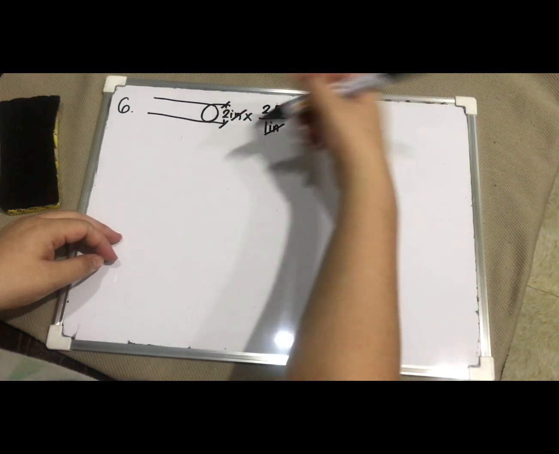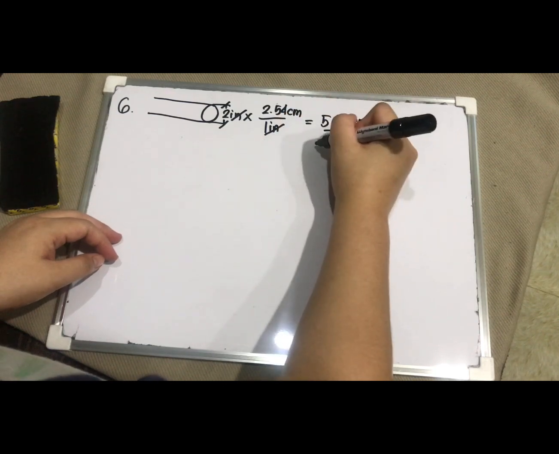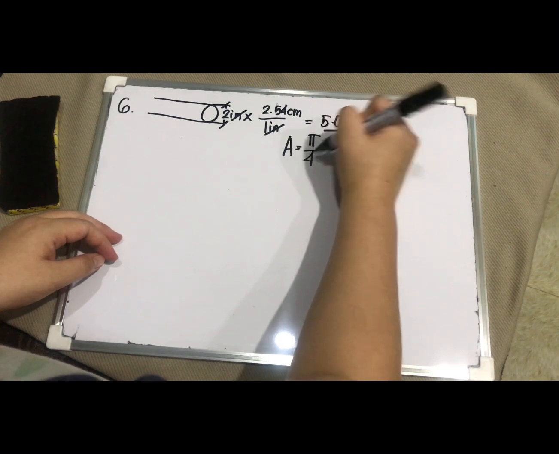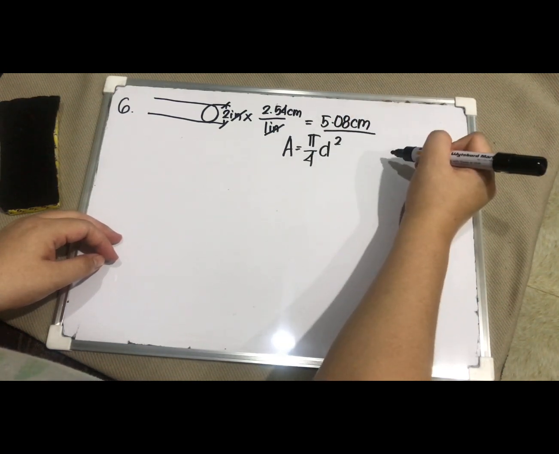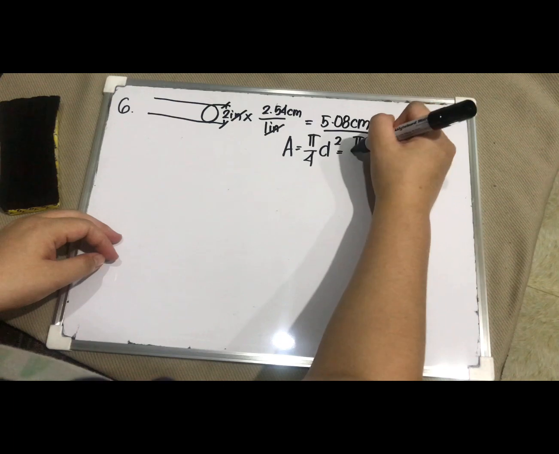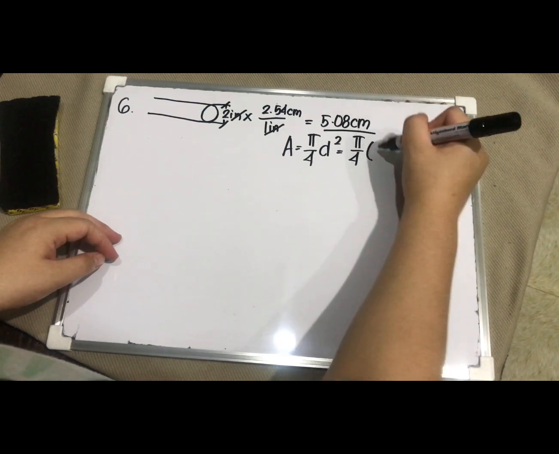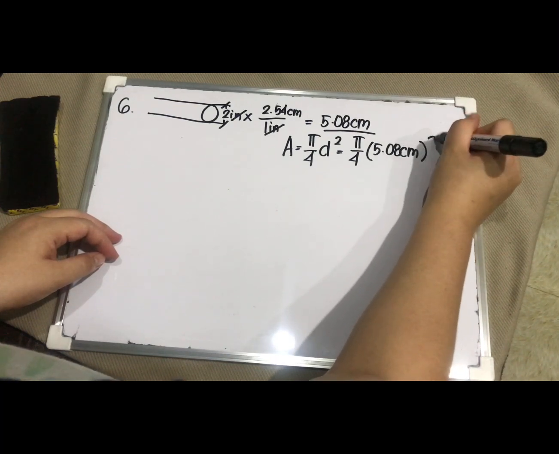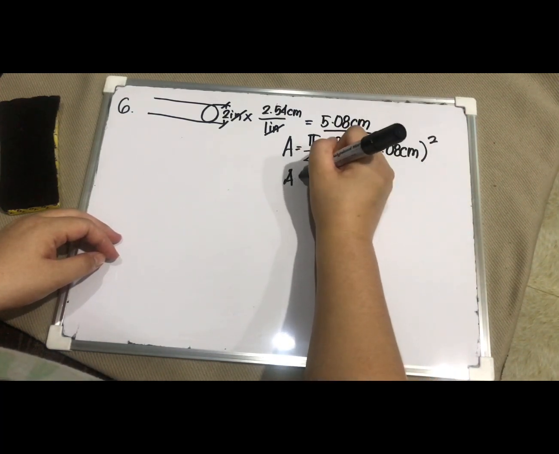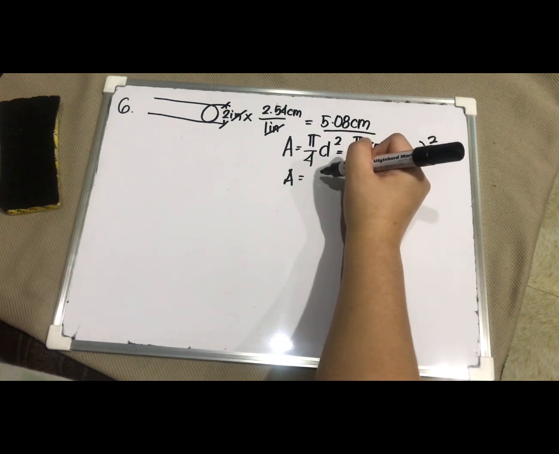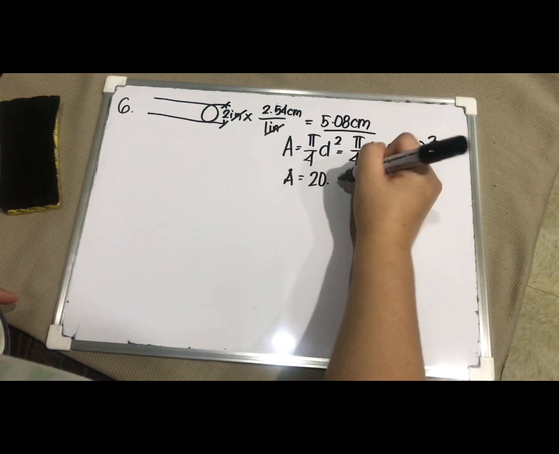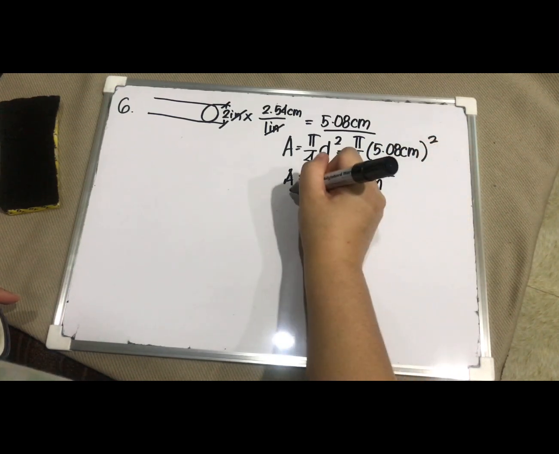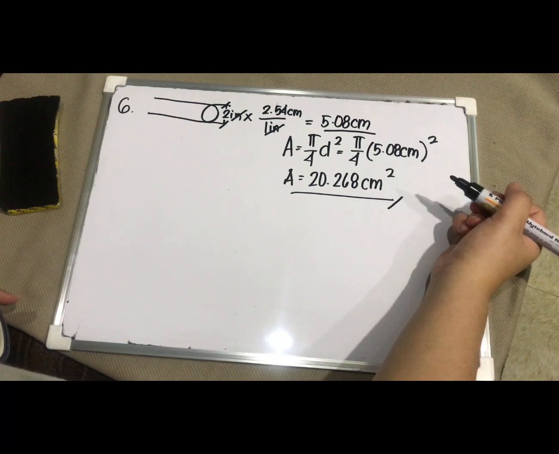Para makuha natin yung area niya, pi over 4 d squared. So, pi over 4 times natin dito, 5.08 cm squared. Magkakaroon tayo ng area na 20.268 cm squared. So, set aside natin yan.